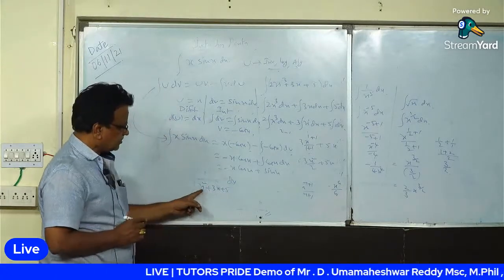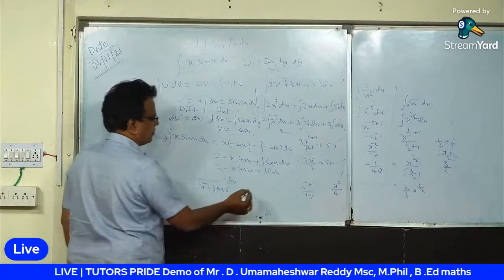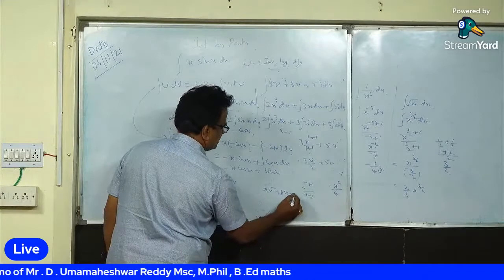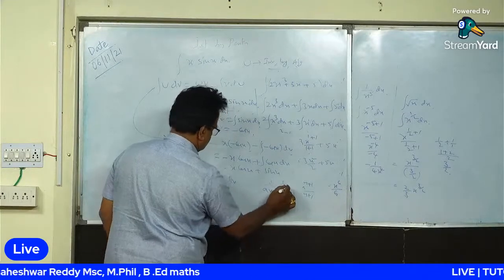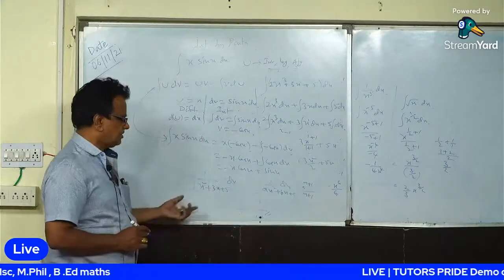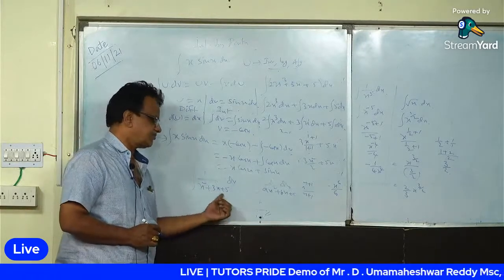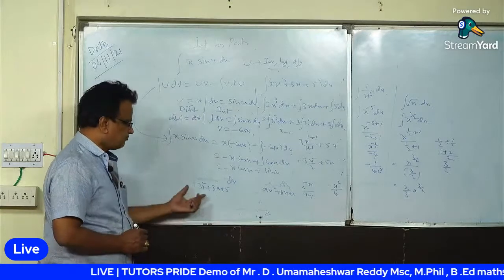Algebraic terms, ax square plus bx plus c. Any integration of the form ax square plus bx plus c. So, how do you evaluate this type of integral? There are two methods here. One way is partial fractions. You can't do partial fractions here because you won't get factors for this. So, you make it a perfect square.